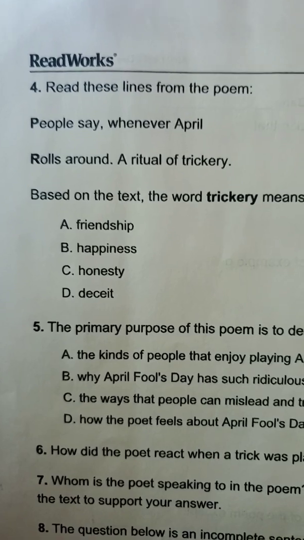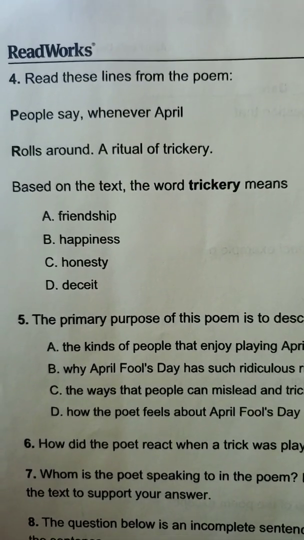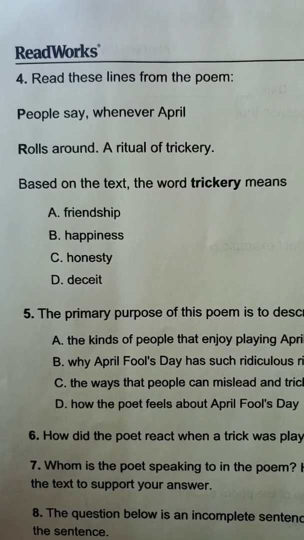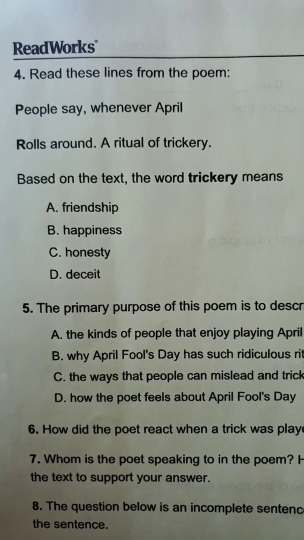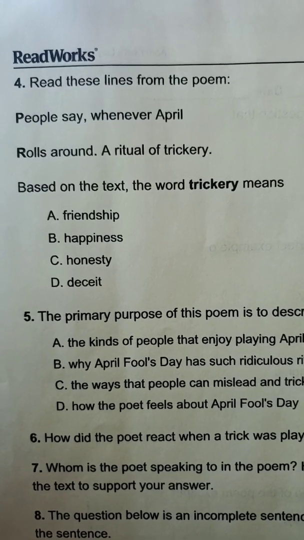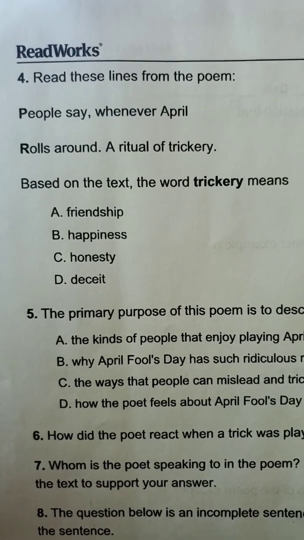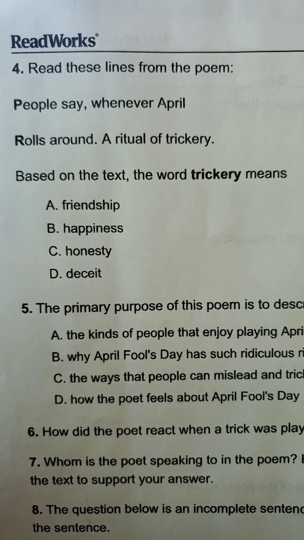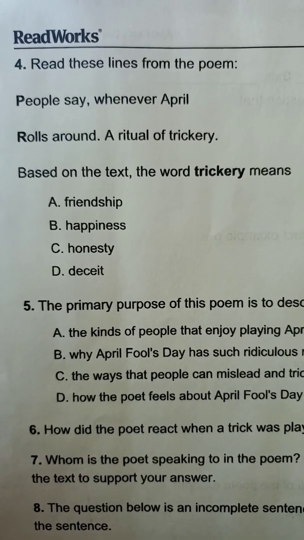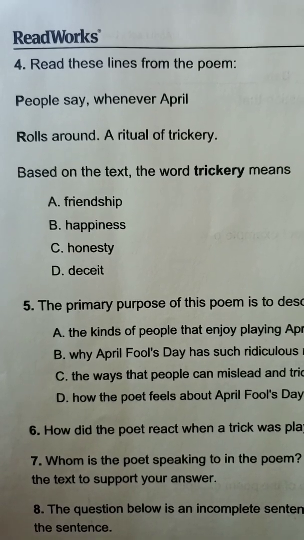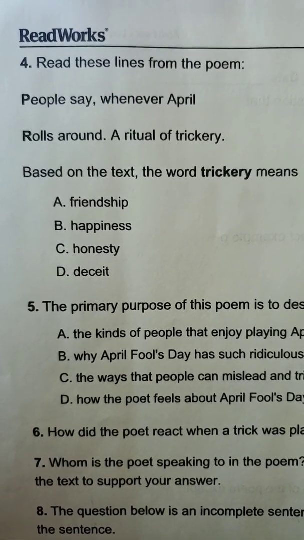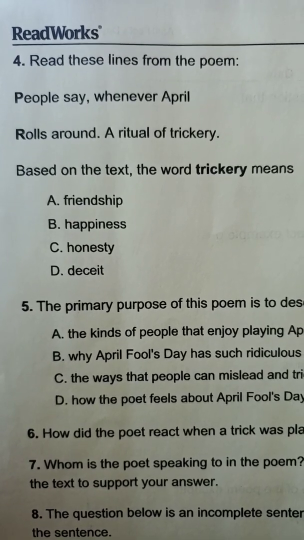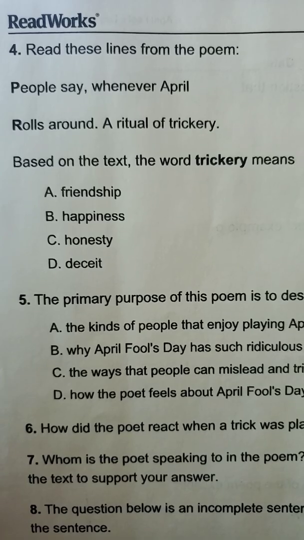Number 4, read these lines from the poem. People say, whenever April rolls around, a ritual of trickery. Based on the text, the word trickery means, and we see the base word of trick, it means friendship? No. Happiness? No. Some people get happiness out of tricking people, but it's not that. Honesty. Trickery is actually the opposite of being honest, tricking someone. D, deceit. And deceit means not being honest, so that would be the best choice for the word trickery.